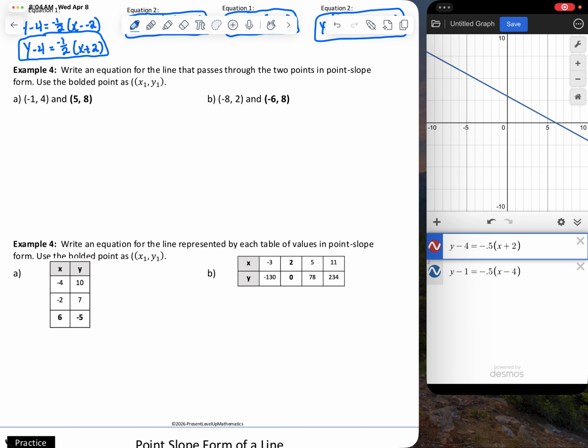So what I want to do first is identify my slope. So I'll say y2, which is 8, minus y1, which is 4, over x2, which is 5, minus x1, which is negative 1. So this would be 4 over 6, which would reduce to 2/3. So now we know m, and they also told us to use the bolded point as x1, y1. So y minus y1, which is 8, equals 2/3 times the quantity x minus 5.